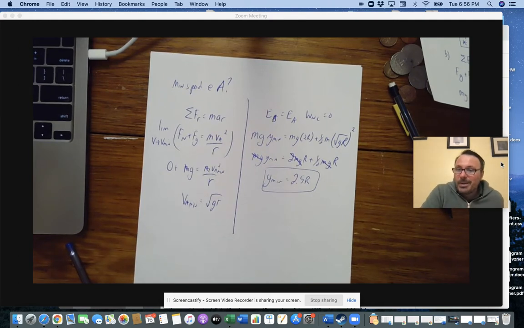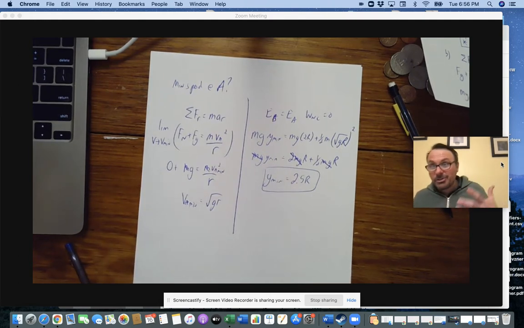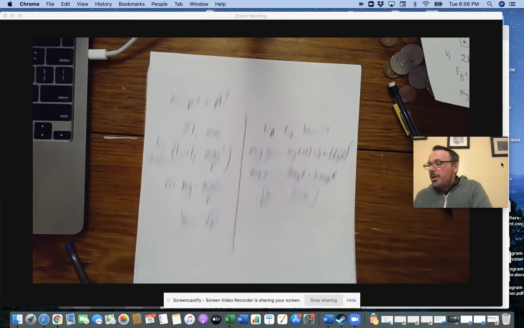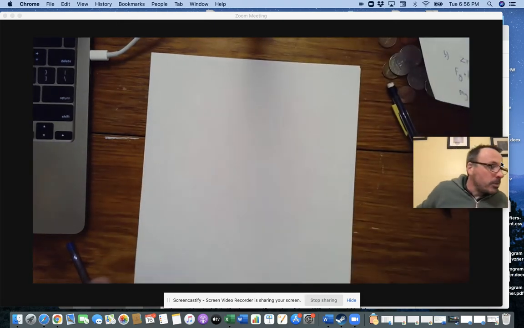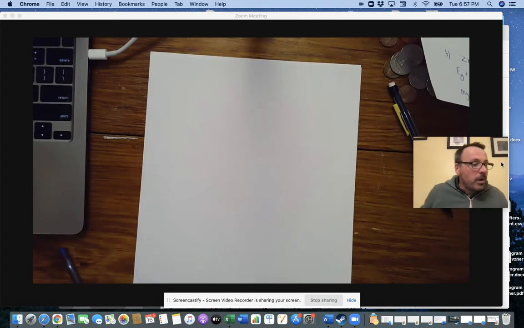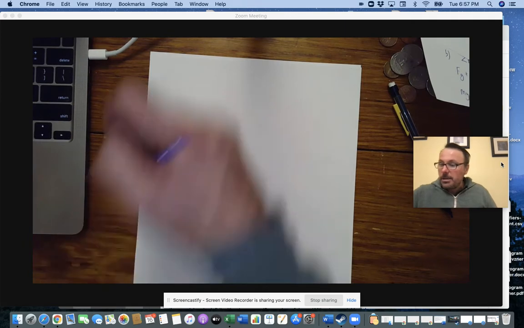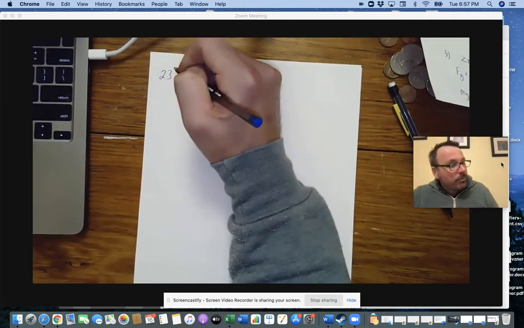So that 3.5 R is well above what it needs to be to remain in contact and make that circle, right? So trying to bring back some of our circular motion ideas into this. Great. The next problem that we're going to want to look at tries to bring back some projectile motion ideas into this. So that's going to be problem 23.